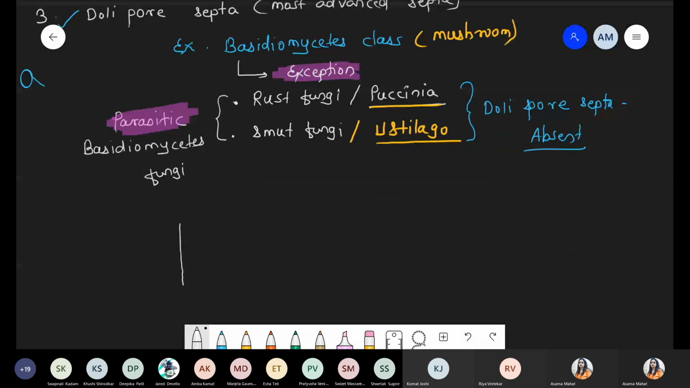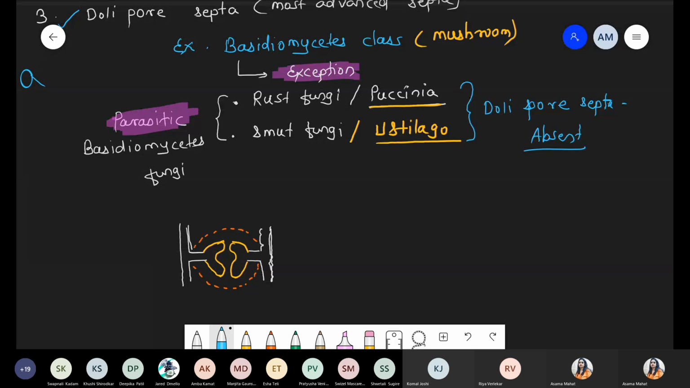So quickly we are taking the diagrammatic representation of how the dolipore septa looks. It is advanced, so something is different. So these are the filaments, and on the other side there is another filament. The modification means dolipore septa basically has a cap-like structure, and this cap-like structure is covered and protected with a layer.